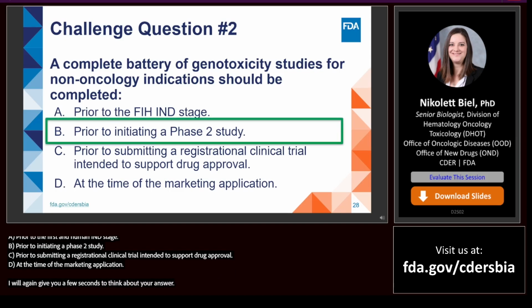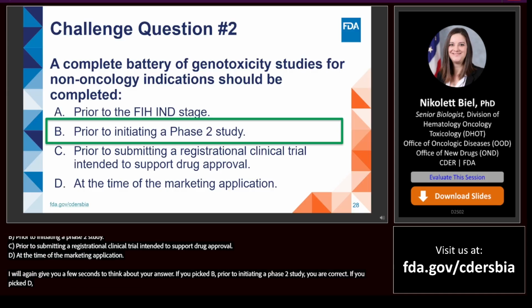If you picked B, prior to initiating a phase 2 study, you are correct. If you picked D, at the time of the marketing application, you would have been correct if I singled out oncology pharmaceuticals, given the timelines for these studies vary depending on the intended patient population.